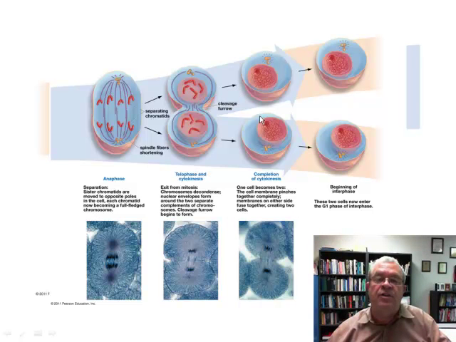When all that's done, the cell is divided, so how many daughter cells do you have? Two daughter cells, and each one of those daughter cells enters what phase of the cell cycle? Well, they're back into interphase. So round and round we go: interphase, mitosis, interphase, mitosis, and so forth.